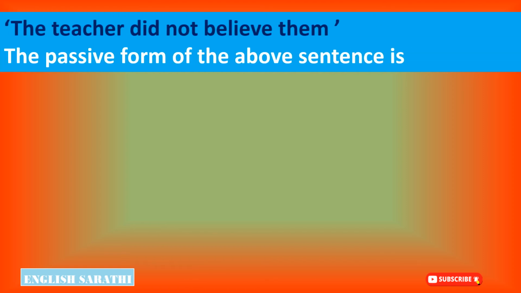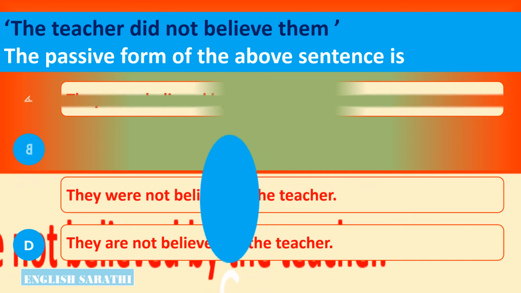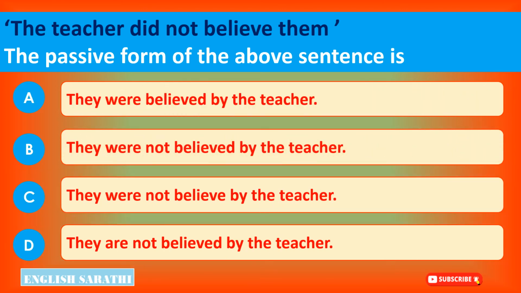The teacher did not believe them. The passive form of the above sentence is. Look at the following options. Option A. They were believed by the teacher. Option B. They were not believed by the teacher. Option C. They were not believed by the teacher. Option D. They are not believed by the teacher. The correct answer is option B. They were not believed by the teacher.